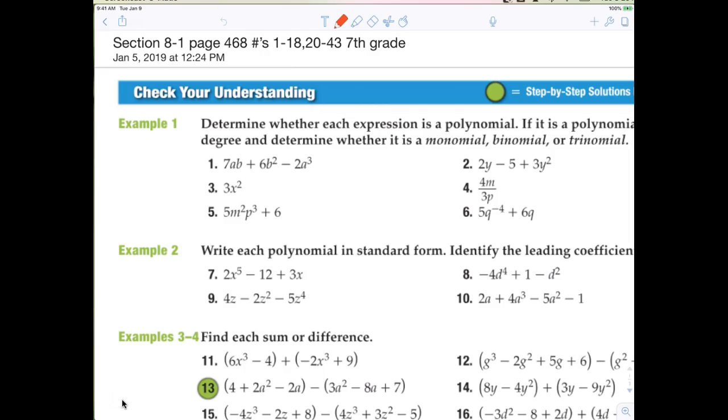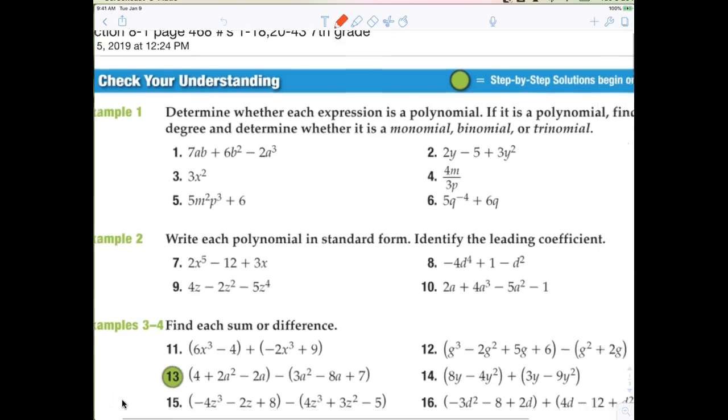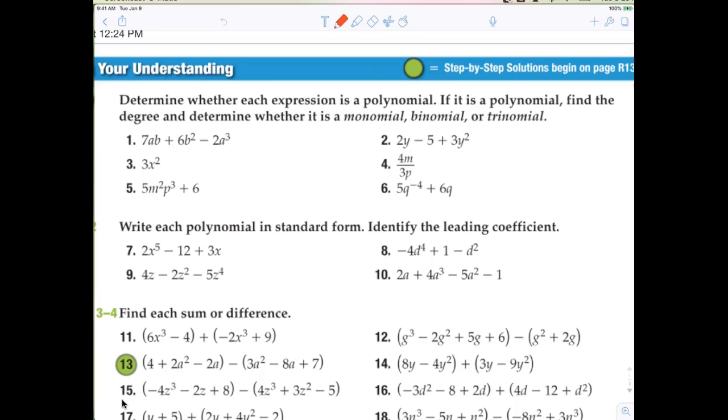Now let's check 2, 4, and 6, to see if you understand what I'm saying. For question number 2, that is a trinomial, and the degree is 2. That is correct. Look at number 4. Is that a monomial? No. It's nothing. We don't classify it as a polynomial because there's a variable in the denominator.